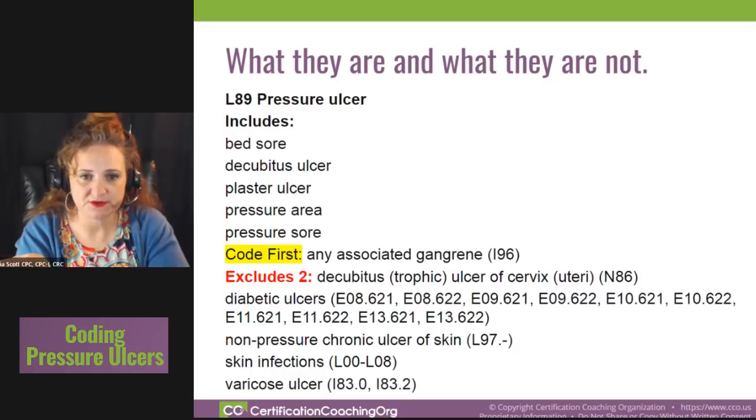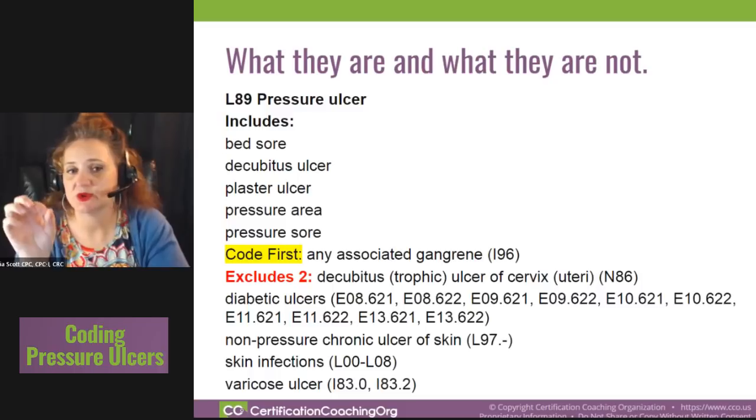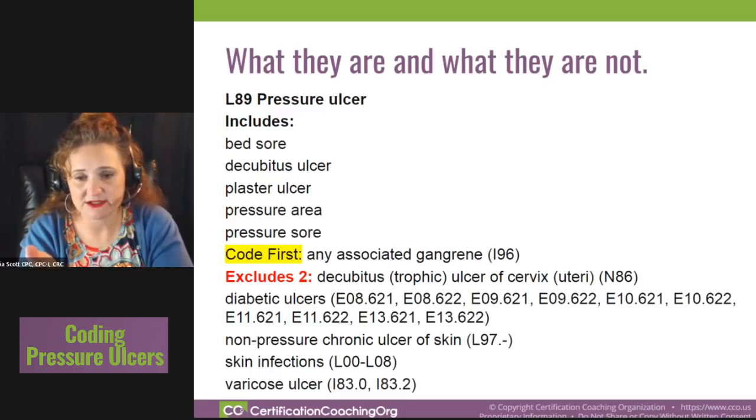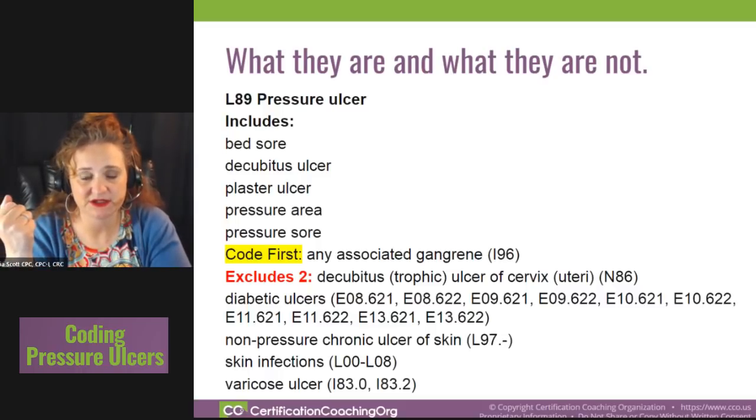The excludes 2, we want to pay attention. Look at the same word, decubitus, or trophic ulcer of the cervix. So if you go and you look up decubitus in your index, you're going to get this. Well, you don't get a pressure ulcer of the cervix. So that's an N code, N86.